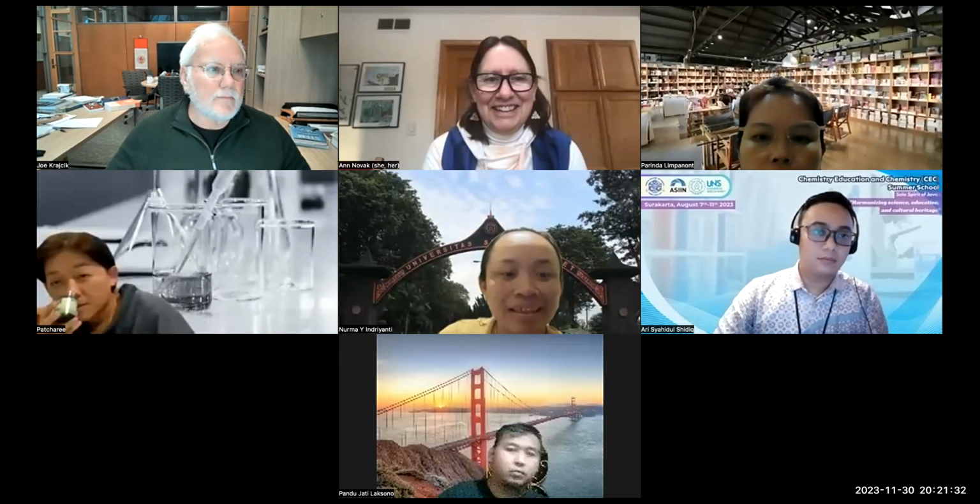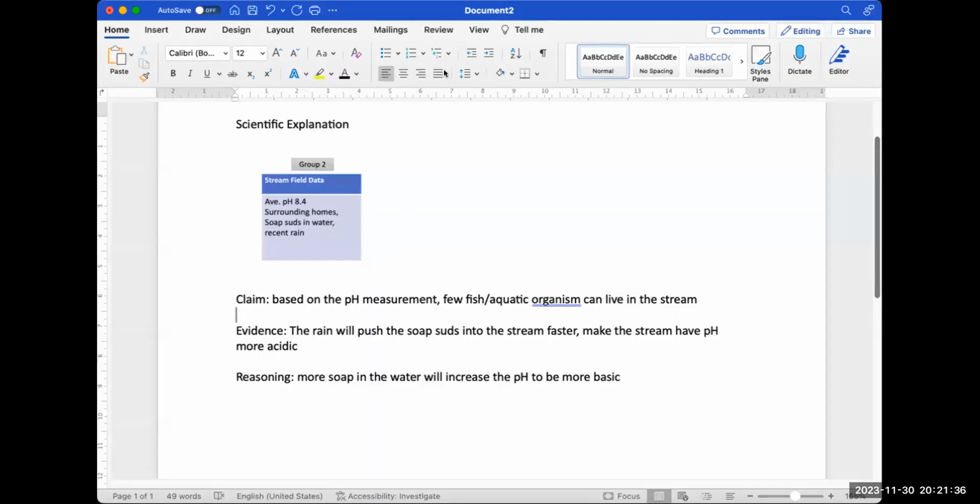Let me share my screen. Based on the data in group 2 that you provided for group 4, in the beginning there is a pH of 8.4, and there is a substrate in the water and recent rain. My claim is based on the pH measurement. Aquatic organisms can live in the stream at 8.4, but it will go to only a few fish or aquatic organisms, because the rain will accelerate the substrate going to the stream faster, which makes the stream more basic. So here I ignore the variable of volume of water. That's my reasoning: more soap in the water will increase the pH to be more basic, so fewer organisms can live in the stream. That's the second opinion of ours.